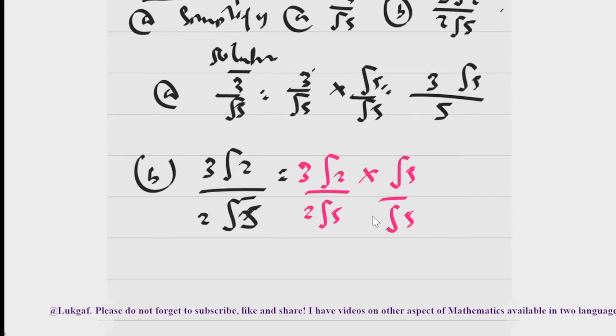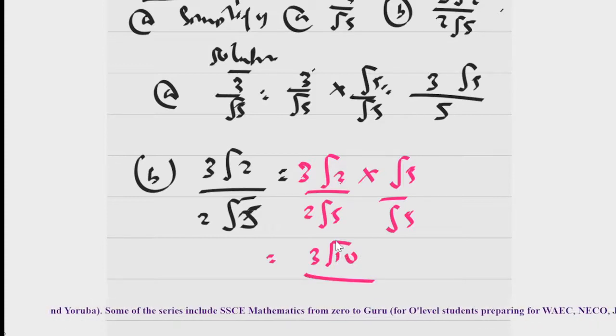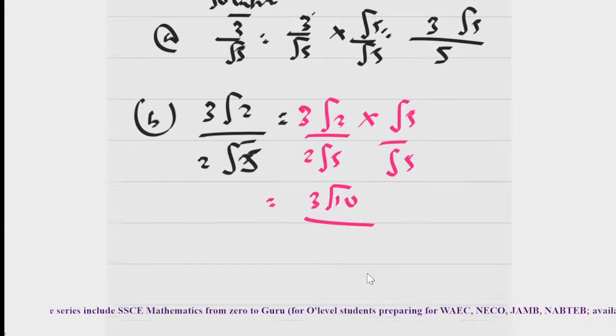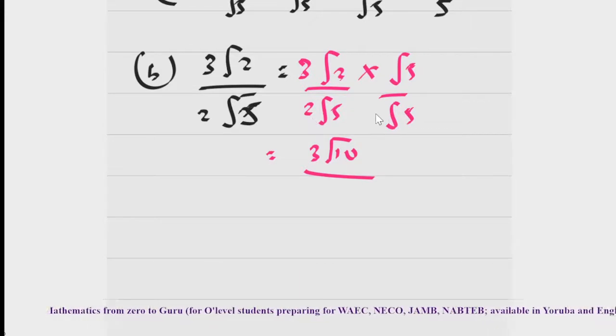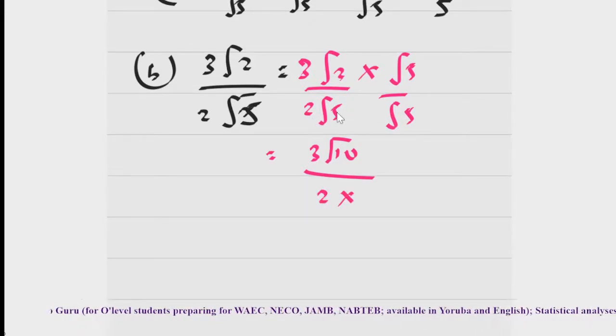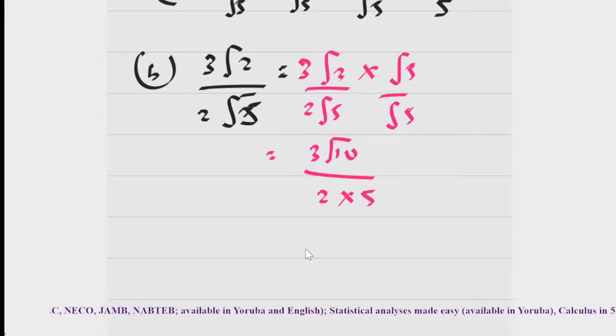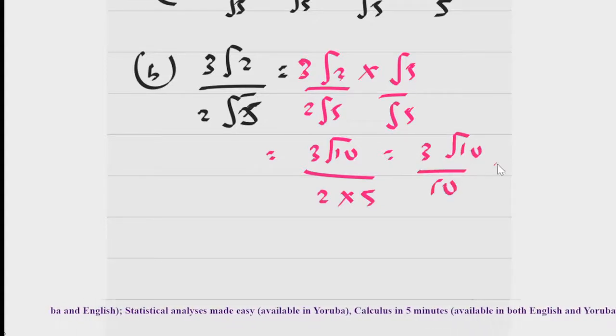So after this, you can multiply together. Don't forget, if you want to multiply, you group numbers with numbers, radical with radical. So this is going to give you 3 times 1, 3, root 2 times root 5, that is root 10, divided by 2 times 1, 2, then multiplied by root 5 times root 5. Root 5 times root 5 will give me 5. I hope you understand from that law. So that's going to give you 3 root 10 divided by 10. You can see it is simple, it is not difficult.